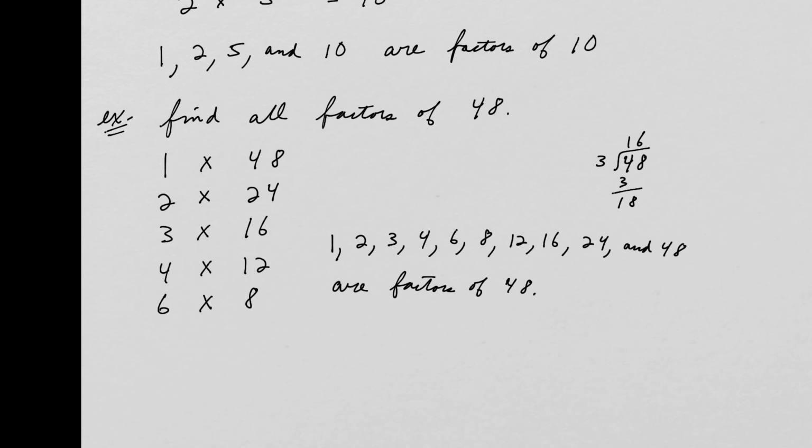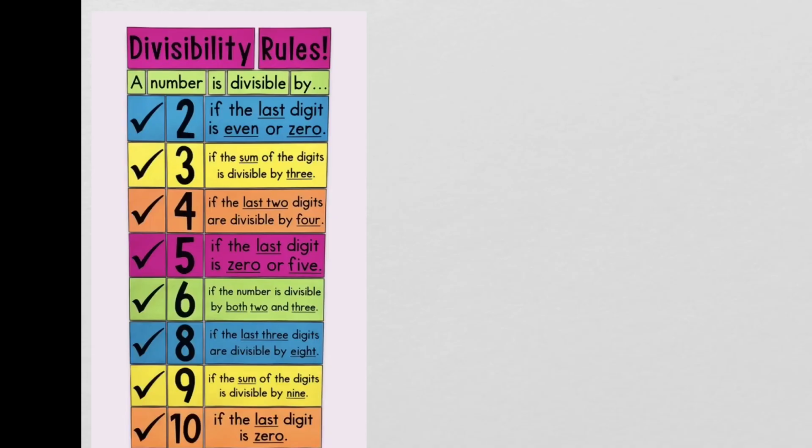Okay, so a quick way to find factors is to use divisibility rules. So let me just remind you of the divisibility rules. Okay, so here are the divisibility rules. How do we know if a number is divisible by 2? Well, a number is divisible by 2 if the last digit is an even number, right? So if the last digit is either a 0, a 2, a 4, 6, or 8, then we know it's divisible by 2. So for instance, if I have some number, it could be a very large number.